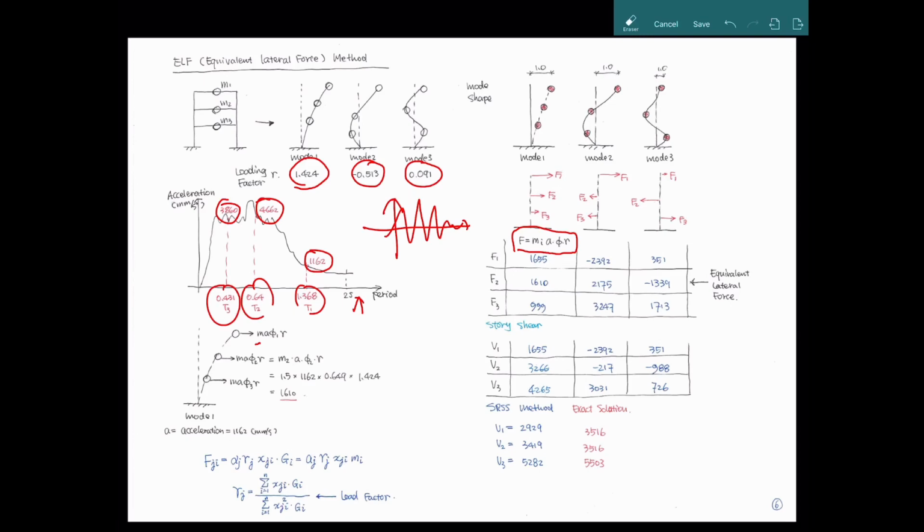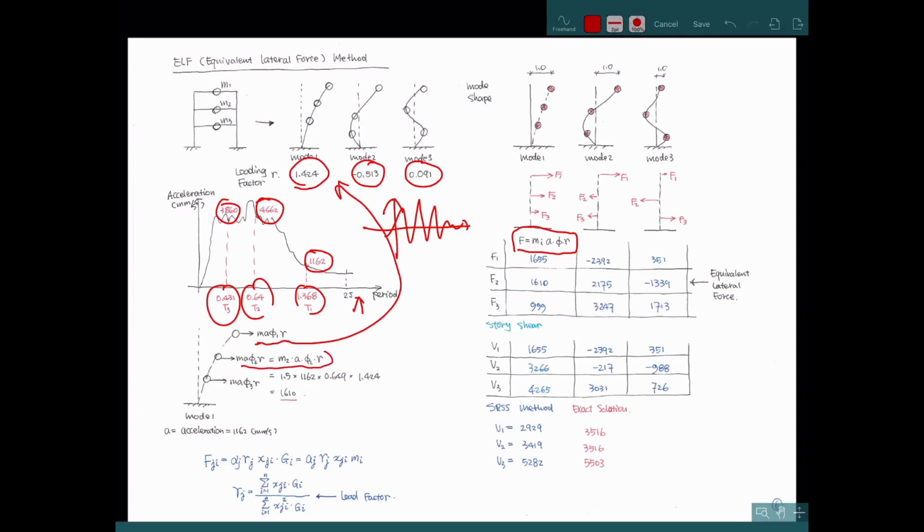R is the loading factor of the mode shape. We can capture it using the loading factor we described before, the generalized loading factor over the generalized mass for each mode. You can come back to the previous page. After we use this equation, we can capture the value of each mode and each story.